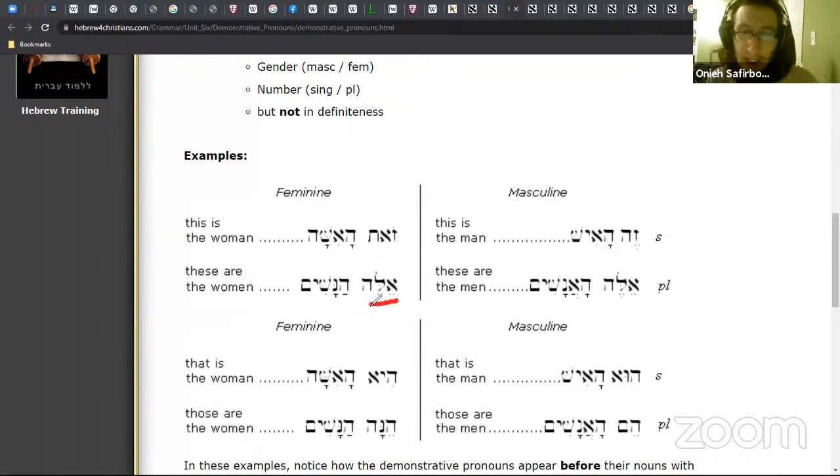And these, it's the same for both masculine and plural, same word you use, same spelling. These, the men is ha-anashim, and then these are the women, nashim.